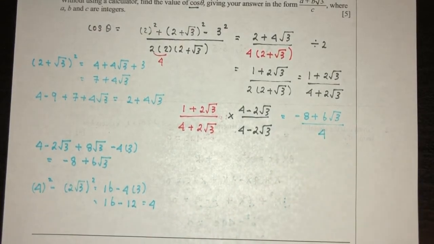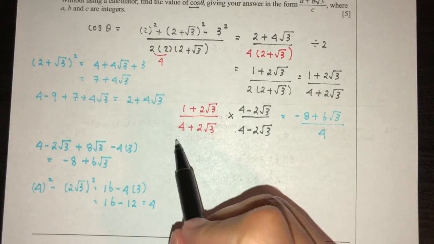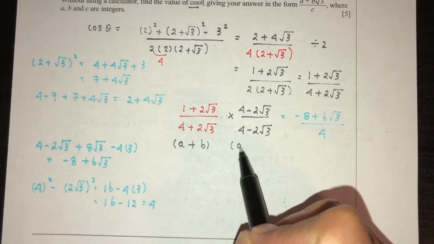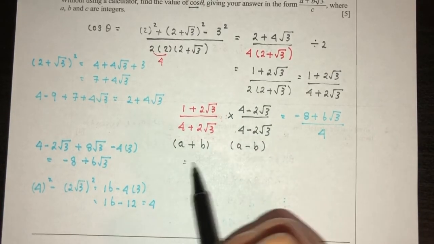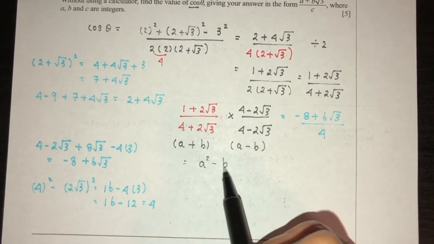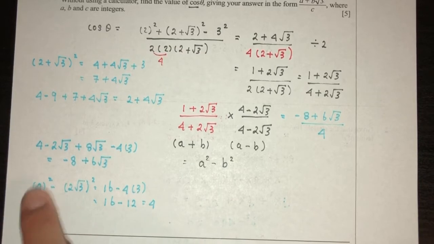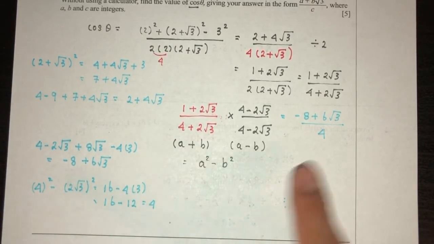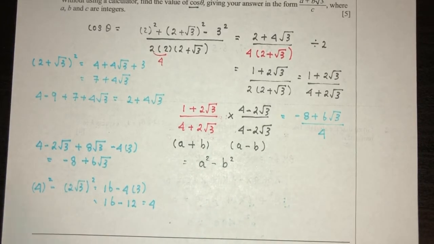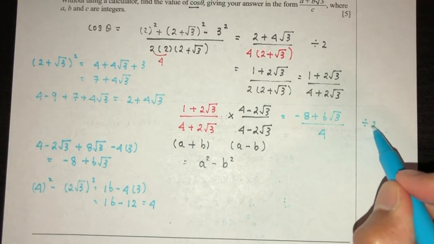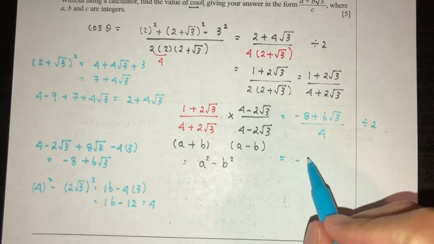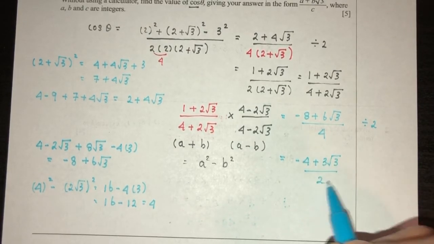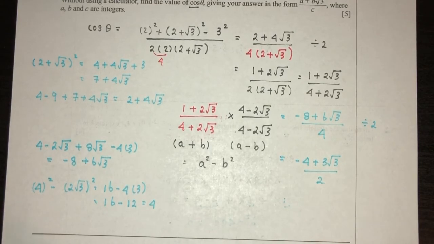The reason why I have this, just to explain, is because if you look at this, it looks like a plus b times a minus b, which is equal to a squared minus b squared. So that's why I write a squared as 4 squared, minus b squared as this squared. So you will have this for your value here. Now if you divide by 2 everywhere, you will have minus 4 plus 3 root 3 divided by 2. So this is your answer for this question.